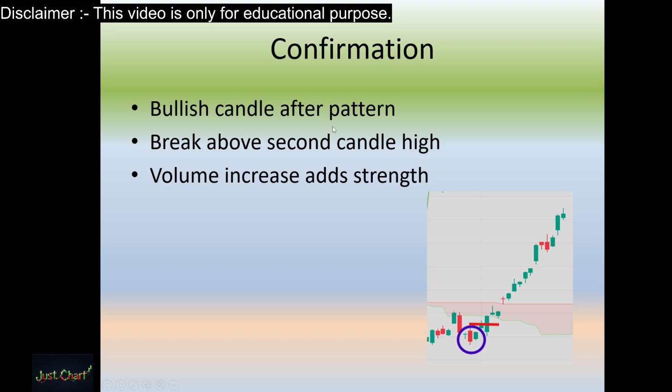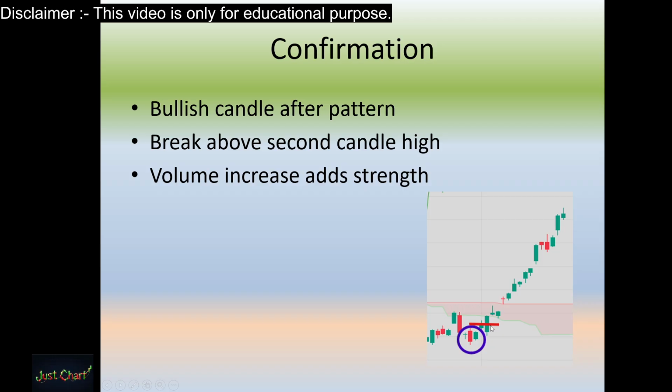So confirmation, bullish candle after the pattern. Here is that same red candle, and then on the next subsequent day we have the green candle which is inside that previous day's red candle. Now this is the first signal that the pattern is changing. But to get the confirmation, if the price goes above the high of this red candle, only then can we say it is confirmed.